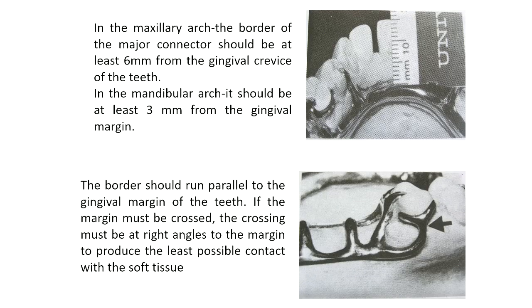In the maxillary removable partial denture, the major connector should be at least 6 mm away from the gingival margin of the teeth, and in the mandible it should be at least 3 mm away from the gingival margin, and the border should run parallel to the gingival margin of the teeth. If the margin must be crossed, the crossing must be done at right angles, to produce the least possible contact with the soft tissues at the junction of the tooth and the soft tissue.